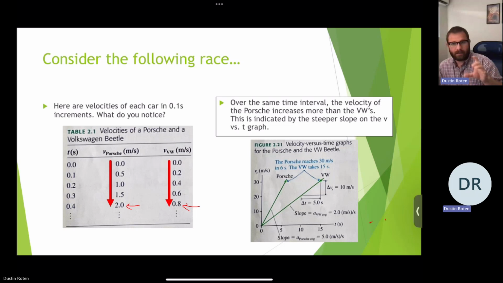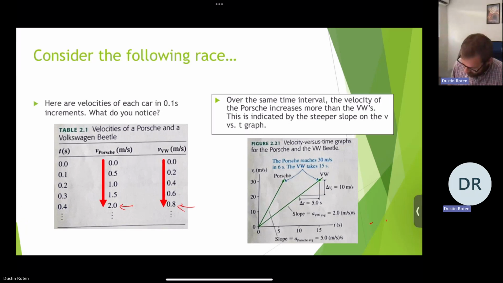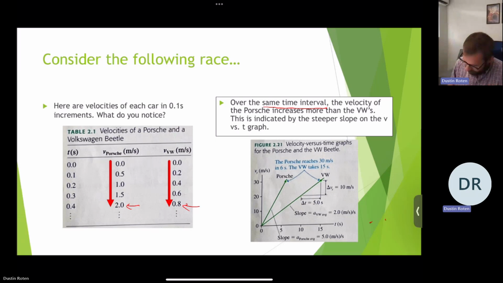So here the idea is, over the same time interval, looking at just these first few seconds, the velocity of the Porsche increases more than that of the Volkswagen. There's an increase in velocity that's greater than a different increase in velocity. And of course, we can represent that by a steeper slope on the velocity versus time graph.